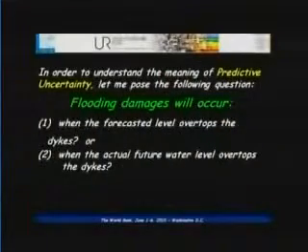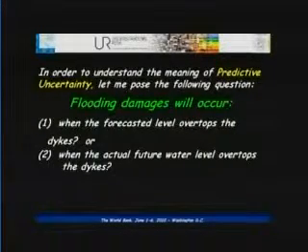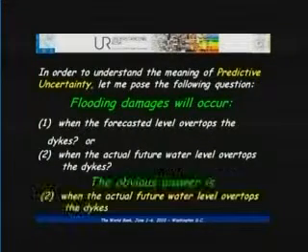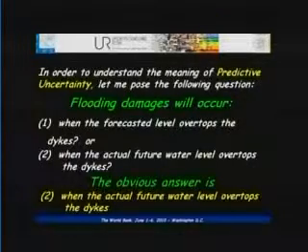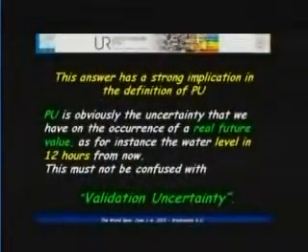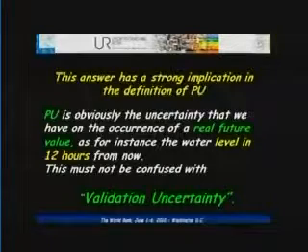In order to understand the role of predictive uncertainty, I will pose the following question. Flooding damages, when they occur, will they be generated by what will happen, or will they be generated by what our model is forecasting? Well, it's obvious that these will be generated by the actual future water level overtopping the dikes. So this answer has a very strong implication in the definition of predictive uncertainty, which is obviously the uncertainty of what is going to happen, not of what we predict with our models.